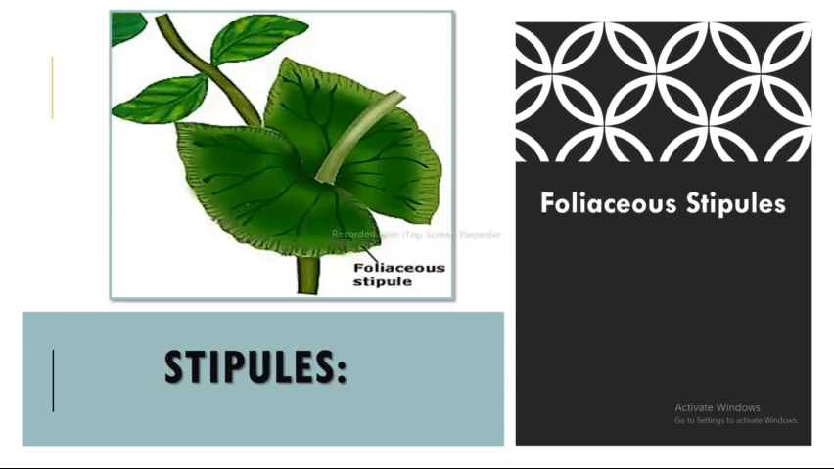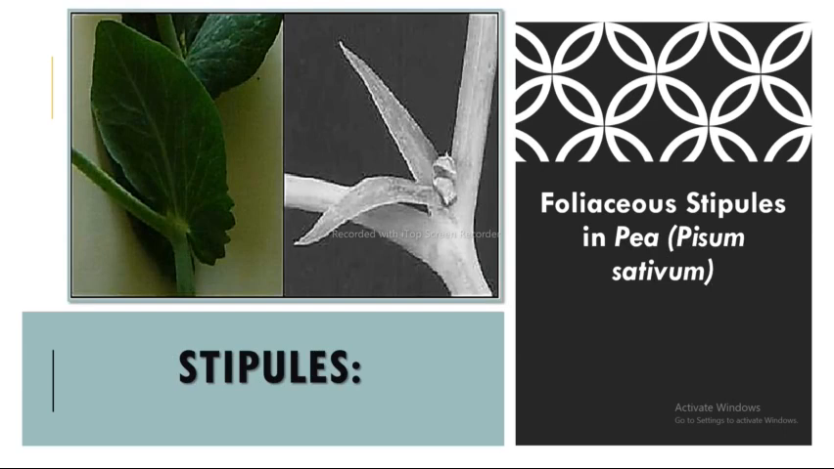So the next type of the stipules is the foliaceous stipules. Foliaceous stipules are leaf-like, and these are present in edible pea, and the example of these is Pisum sativum. These are foliaceous stipules as shown in the figure. So you can see in this figure, these are foliaceous stipules in pea, and the example is Pisum sativum as shown in the figure.